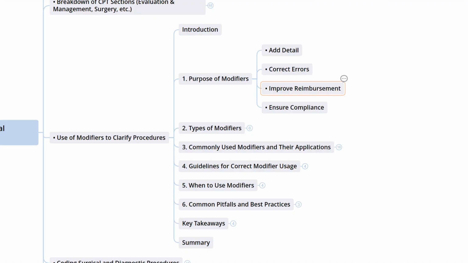Next, improve reimbursement to prevent claim denials and adjust payment levels based on specific situations. Ensure compliance to accurately reflect services according to documentation.